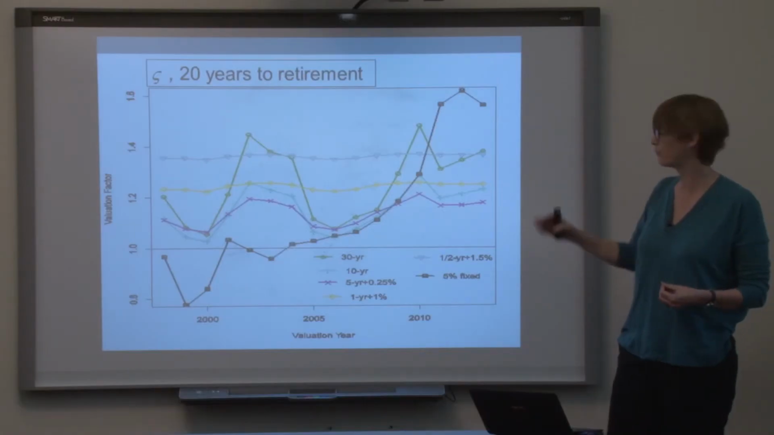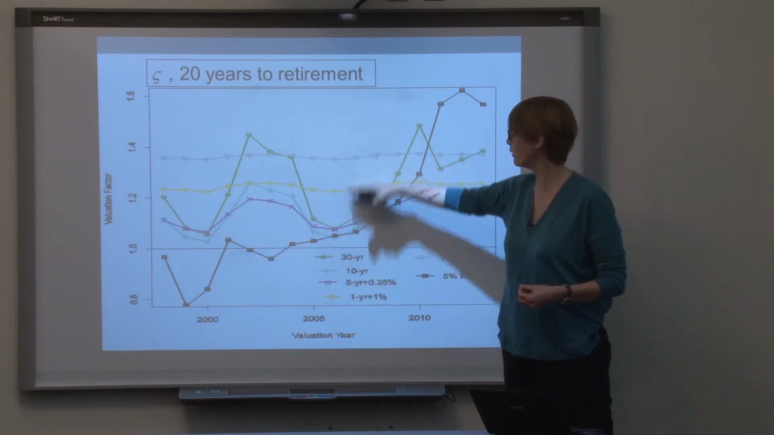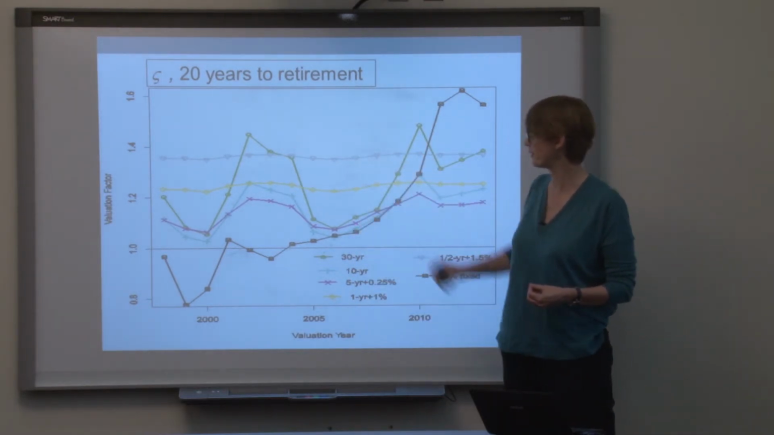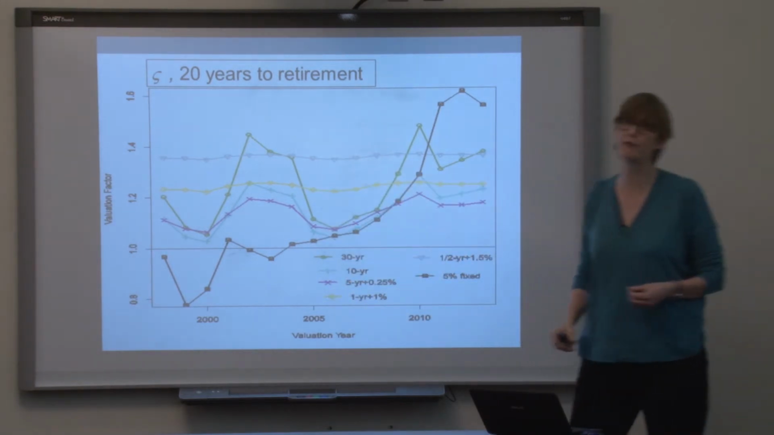Other things I want to point out from this diagram. If we look at just the market-based rate, so ignore the 5% fixed rate, if we look at the market rates, they're never below 1. What does that mean? If you're offering a market-based crediting rate, you cannot offer that at a cost of less than $1 per $1 of benefit. And that's important because a lot of people think you can.